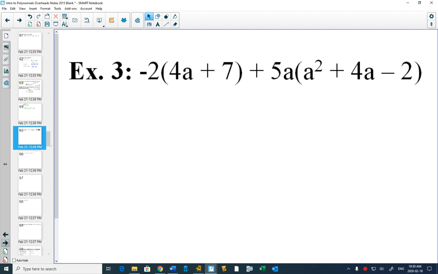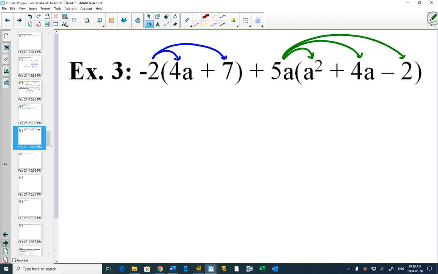Ooh, we have numbers in front of brackets in 2 different places. Can you see the negative 2 is in front of this set of brackets? And then we have a plus 5a in front of this set of brackets. So to distribute, this negative 2 would go to these ones. The 5a would go to those ones. So with the blue arrows, I'll write my answers in blue here. Negative 2 times 4 is negative 8a. Negative 2 times a positive 7, negative 14. Switch to green for the green arrows.